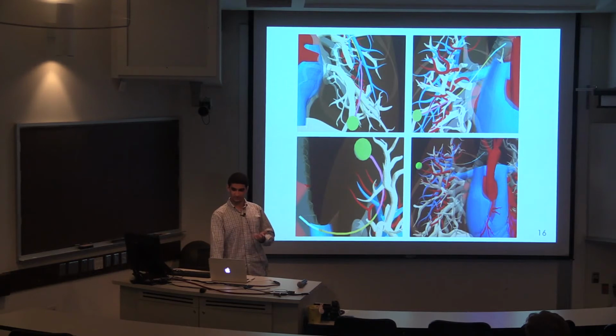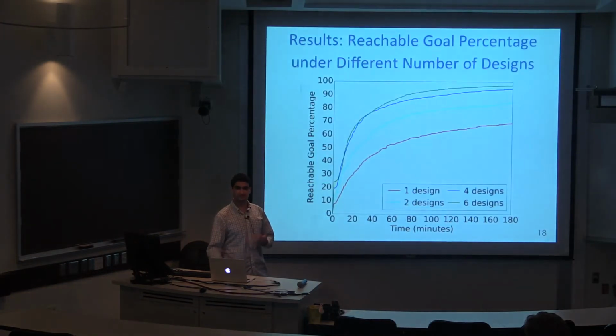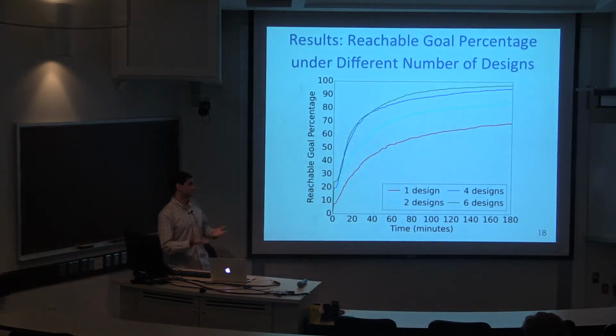So here's a point cloud representation to really drive the idea that some designs are better than others in reaching certain regions. This point cloud conveys the reachable goal points by design red, which is one design, and another design, let's say design green. As you can see, the red design is able to reach points that are closer to the lung, closer to the heart, whereas the green design may be better at reaching top regions of the lung. So this really supports our conjecture that some designs are inherently better in reaching certain regions than others.